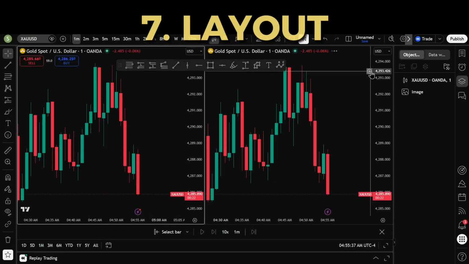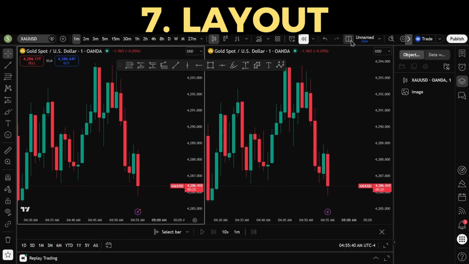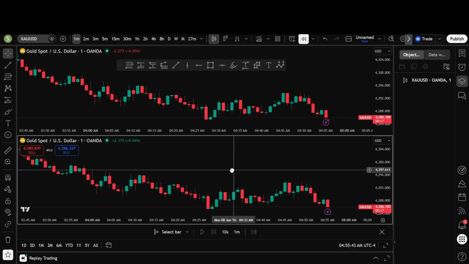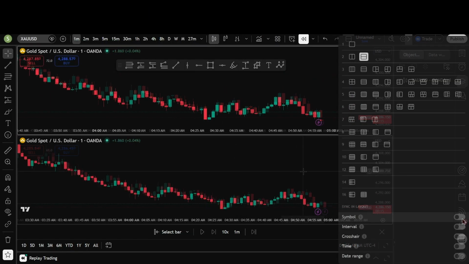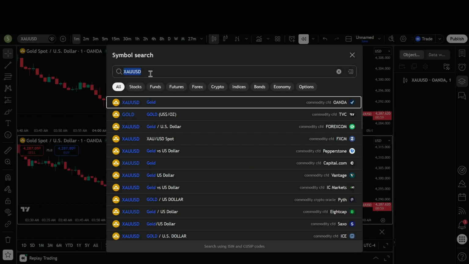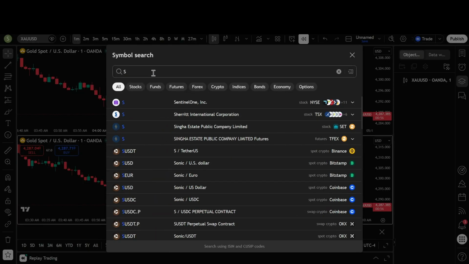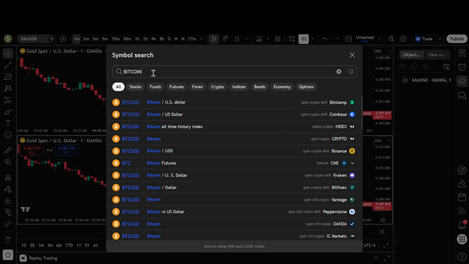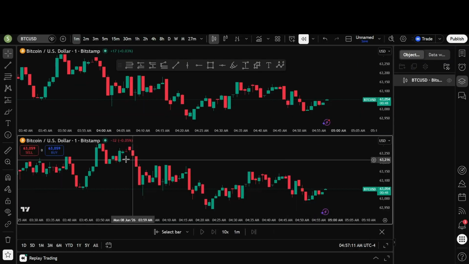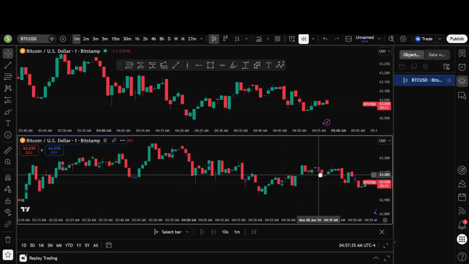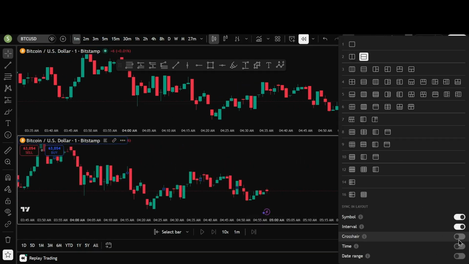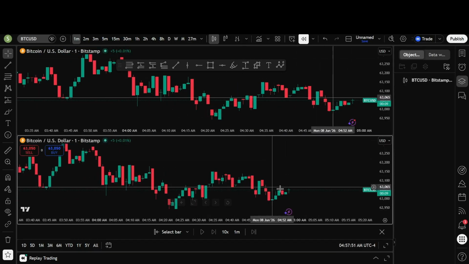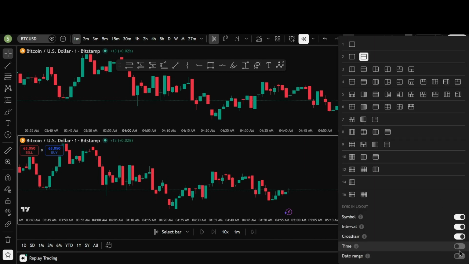Next, let's talk about managing multiple assets and timeframes. TradingView allows you to compare different assets or view the same asset on multiple timeframes, like gold on 1 hour and 1 day charts, without opening separate windows. You can use the Layout button to choose from many chart layouts and resize each chart flexibly. Note, this feature is only available for paid accounts.